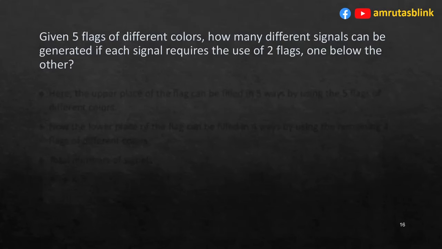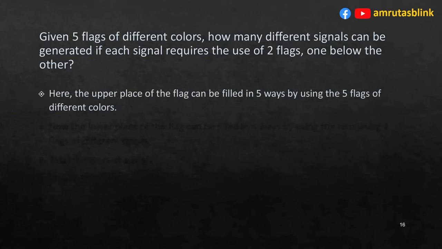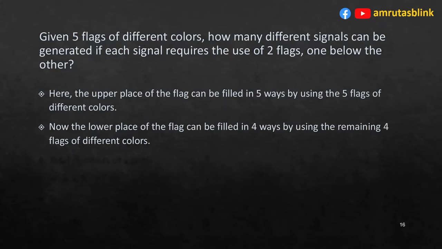Given 5 flags of different colors, how many different signals can be generated if each signal requires the use of 2 flags, one below the other? Now here the upper place of the flag can be filled in 5 ways by using the 5 flags of different colors. Now the lower place of the flag can be filled in the remaining 4 ways by using the remaining 4 flags of different colors. So the total number of signals will be 5 into 4, that is 20.